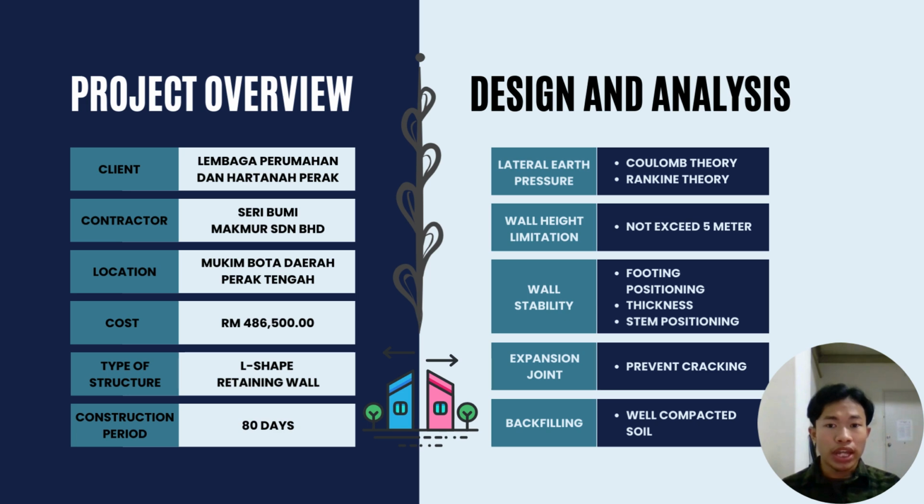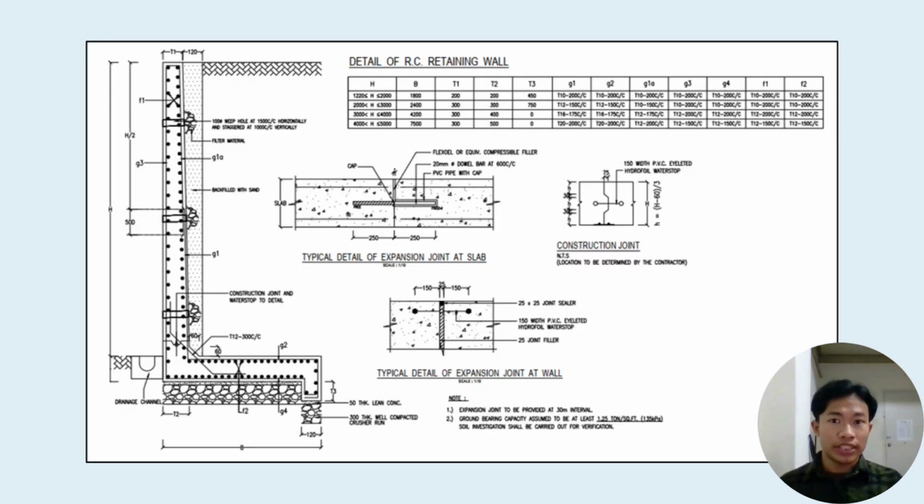Continuous monitoring and maintenance of soil bearing pressure were essential to prevent any damage. Expansion joints were placed between the slab and wall to prevent cracking, and well-compacted soil was placed behind the stem to support the wall's stability. As you can see here, this slide shows the detailed drawing of the L-shaped retaining wall structure that has been proposed by the contractor.